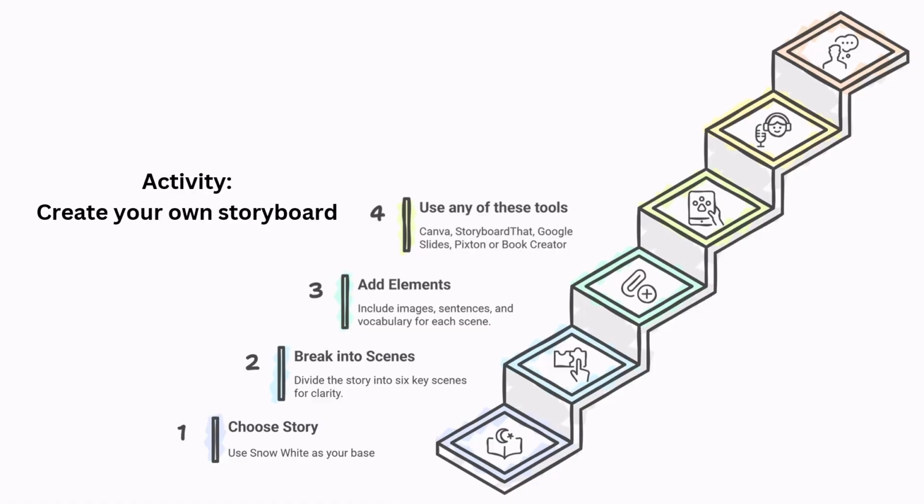Use any tool that allows you to add images, text, and a voiceover. Great options include Canva, Storyboard That, Google Slides, Pixton, or Book Creator. Links of all the apps are given in the caption below. If you want to take it further, enhance your storyboard by adding short dialogue or recording a voiceover. Export it as an MP4 video to boost speaking and storytelling practice.